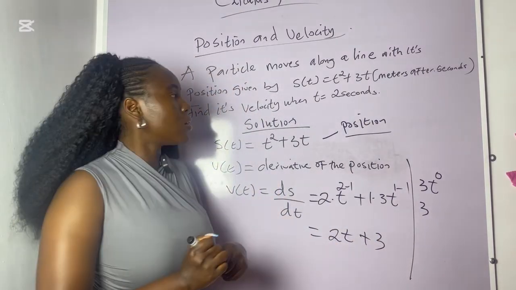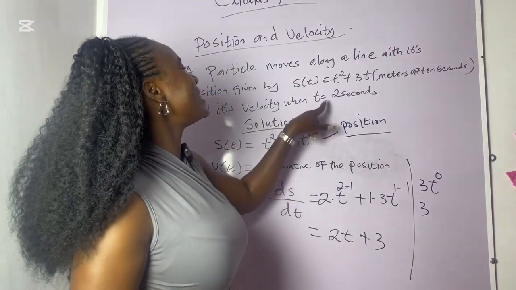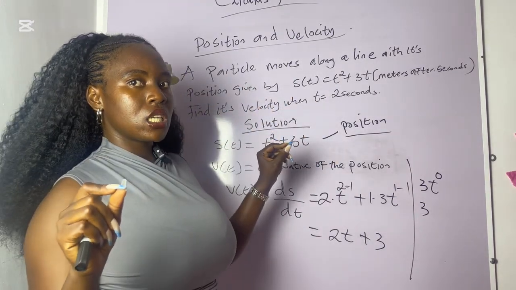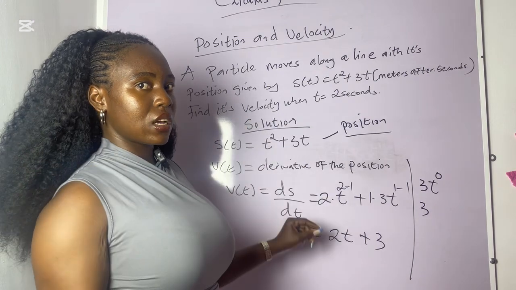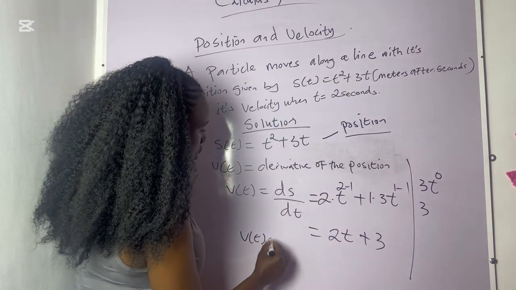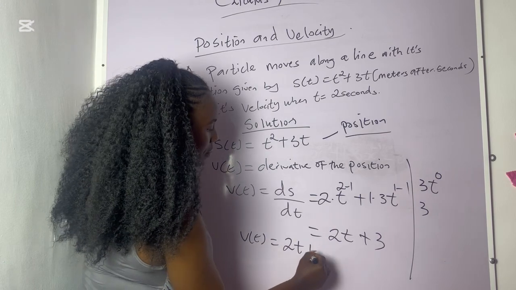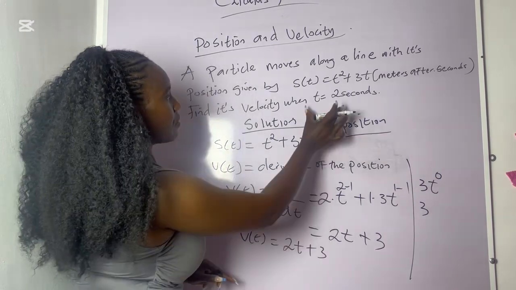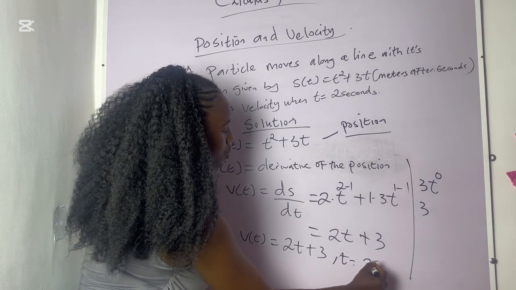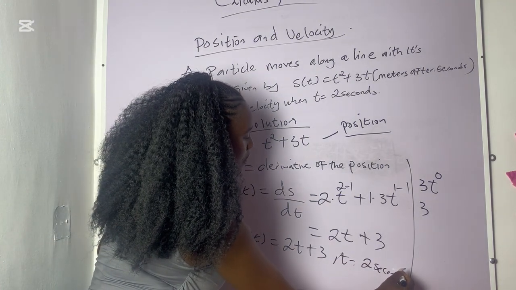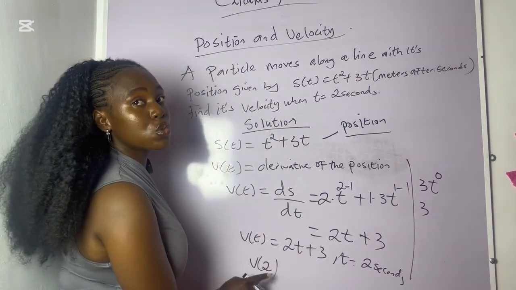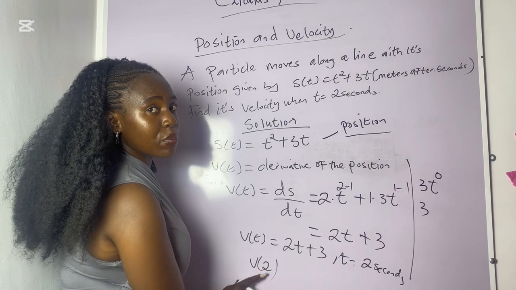But we're not done yet because the question said find its velocity when t is 2 seconds. So now, remember you have v of t equal to 2t plus 3. So we're going to have v, the t is what? They said here t is equal to 2 seconds. Right? So we have our v of 2. Whenever we see t, we put 2.